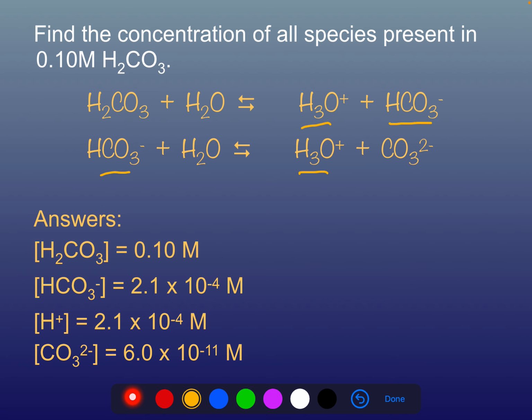Ka values can be found in your textbook. So this is one that I may practice, but like I said, we're going to do one like this together in class, but it is still using the ice tables. But you're looking for the equilibrium amounts for every different ion that exists between both reactions.